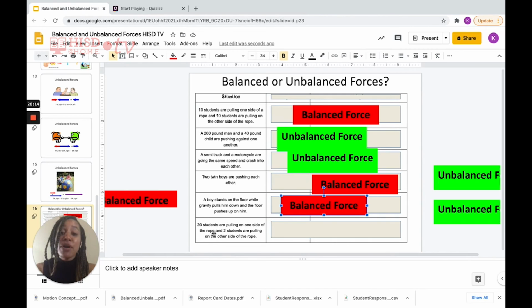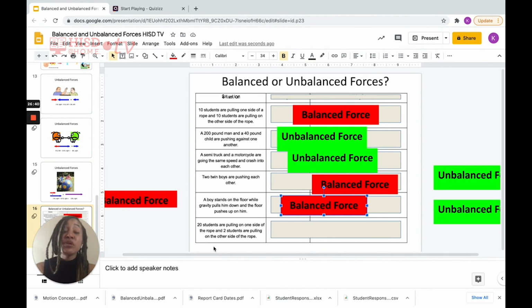20 students are pulling on one side of the rope and 2 students are pulling on the other side. Do we have the same amount of force on both sides of the rope? Yes or no? No, we do not have the same amount of force on both sides of the rope. There are 20 students on one side, 2 on the other.